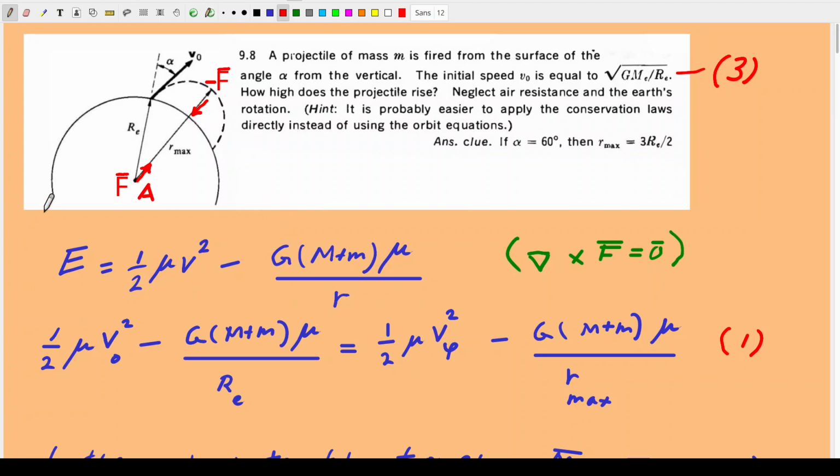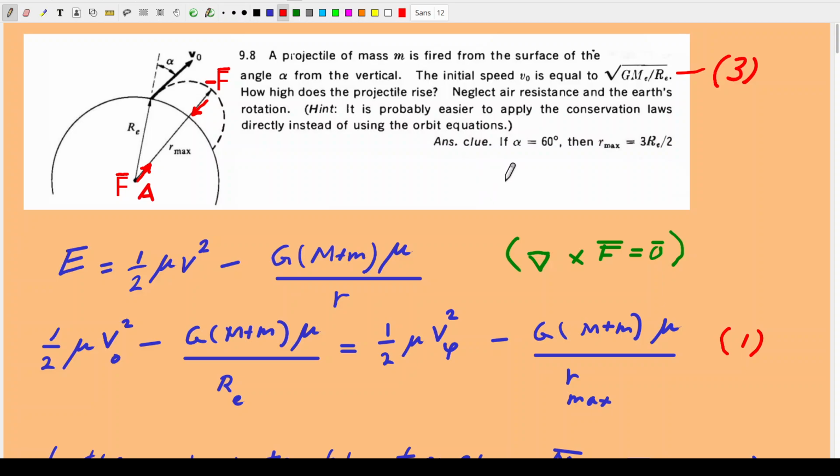Okay, let's consider the following problem. We are sending a projectile from the Earth surface with a velocity v0 at an angle alpha. There is a trajectory, and after a while the projectile will come back to the surface of the Earth. We would like to calculate the maximum distance from the center of the Earth to the projectile particle, r max. What is that distance?